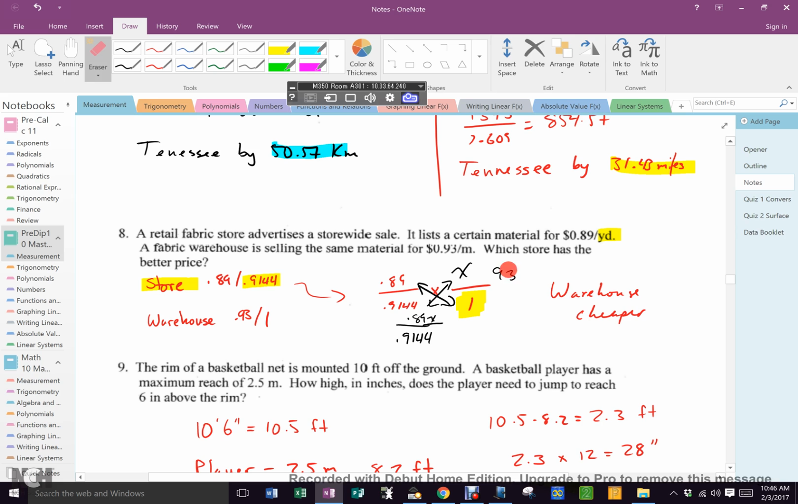Or was it 97? It was 97, sorry. 97 cents. So the store is selling 89 cents for a yard, so it seems cheaper. But when you actually look at it, it's 97 cents for a meter. So you want to buy from the warehouse.